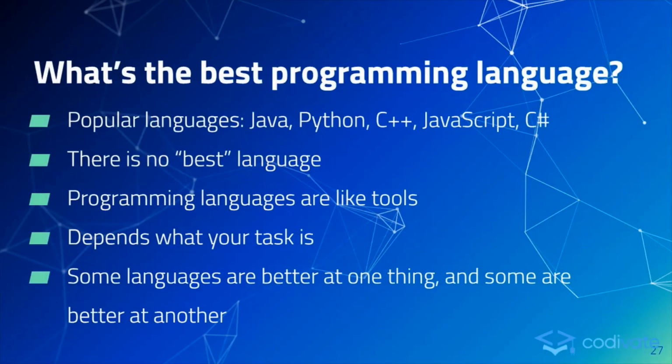What are the best programming languages? There are tons of programming languages out there, including Java, Python, C++, JavaScript, C#, and many more. Don't worry if you've never heard of any of these, but you might be wondering, what is the best programming language? Well, there really is no best programming language, although many people tend to argue over it.